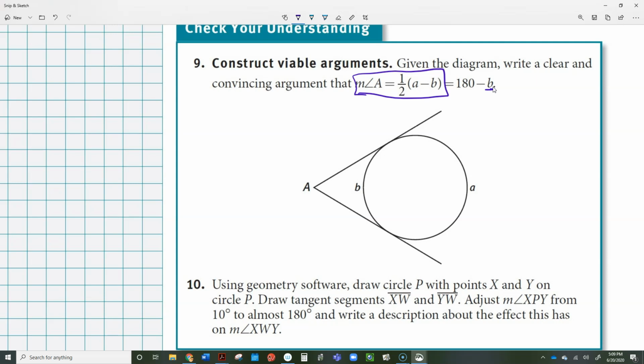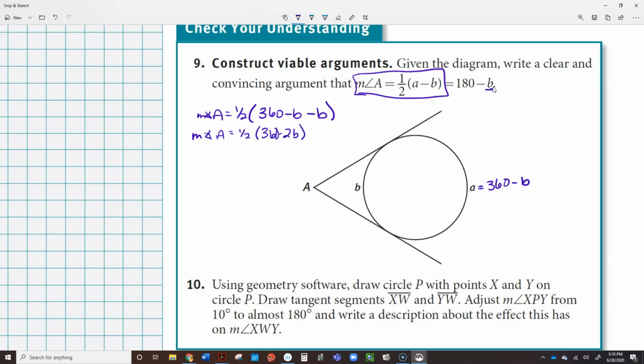Okay, so if B is the variable that we want, then we can write A right here in terms of B by saying it's going to be 360 minus whatever B is. So if we rewrite this, the measure of angle A is equal to 1/2. Now take the big arc, which is 360 minus B, and then subtract the little arc, which is B, okay? Then the measure of angle A is 1/2 of (360 minus 2B).